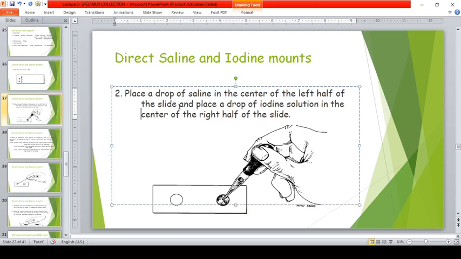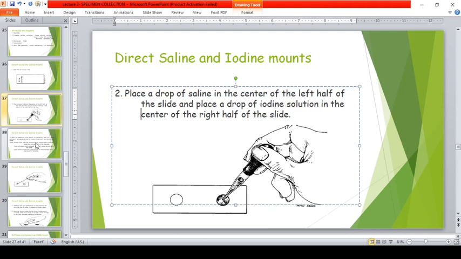Okay, so you place a drop of saline in the center of the left half of the slide and place a drop of iodine solution naman at the center of the right half. Kung gusto mong pagsabayin, depende kasi yan sa lab. You can use separate slides naman to do this also. One slide for the saline, one slide for the iodine. So, depending on the protocol.